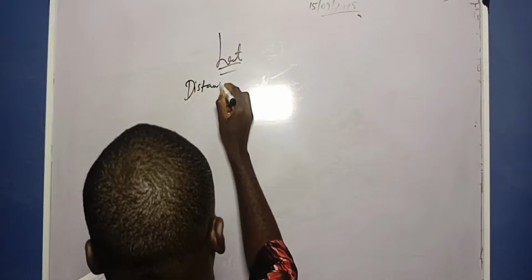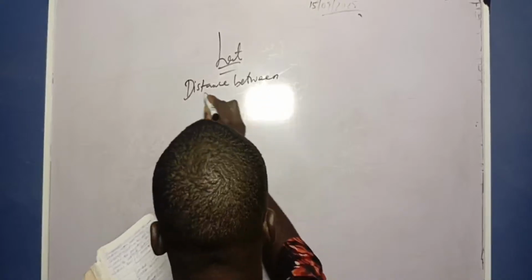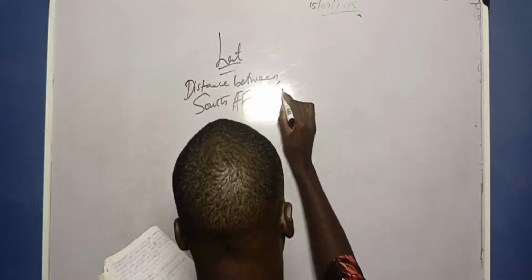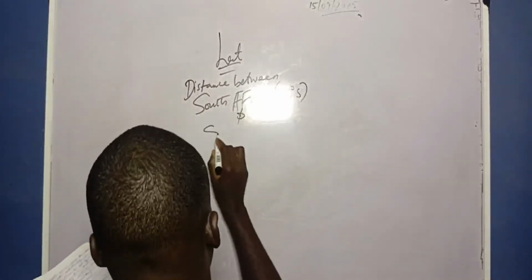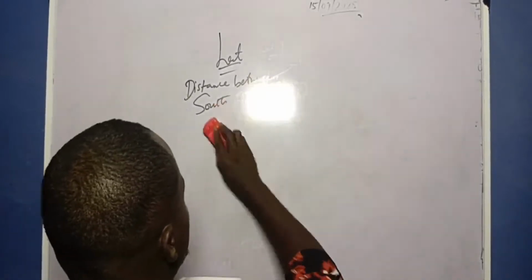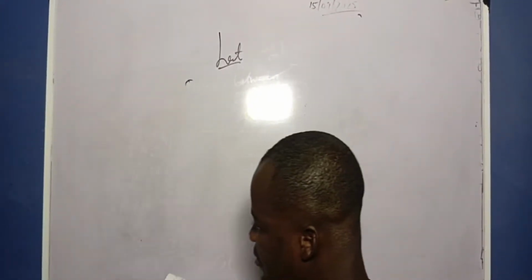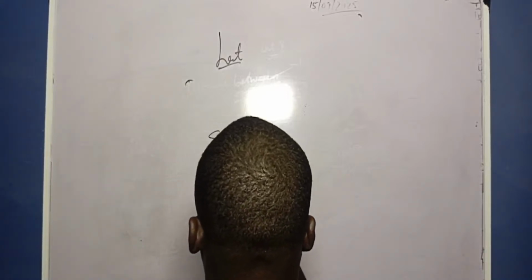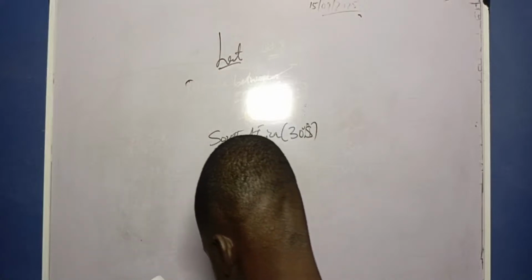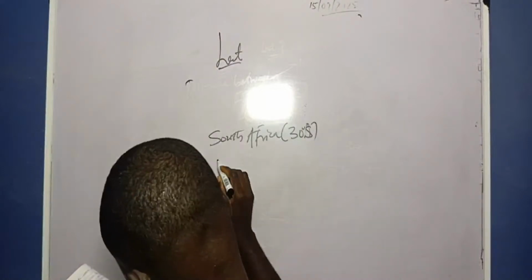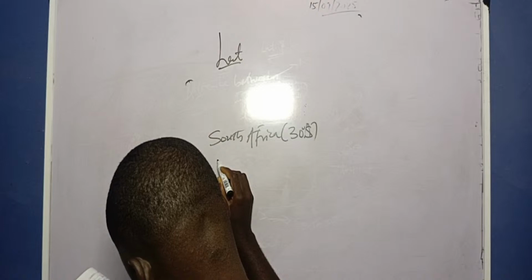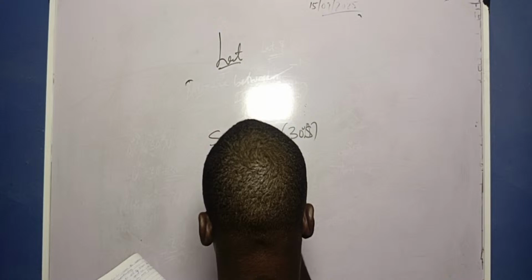Distance between South Africa, which is at a latitude of 30 degrees south, and Spain, maybe Spain at 40 degrees north.